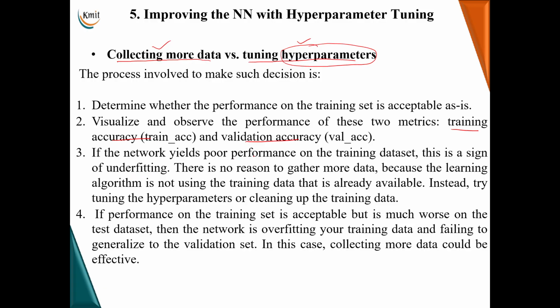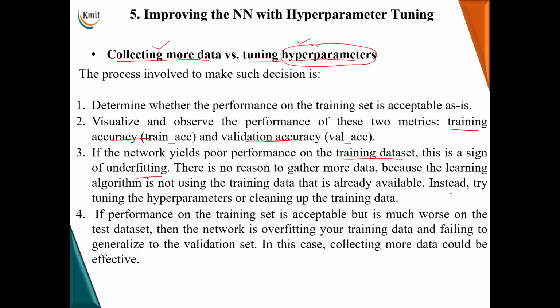If the network yields poor performance on the training data, that is, it is not performing well on the training data, then it is a sign of underfitting. There is no reason to gather more data here, because it is not learning anything from the data. Though I increase the data, it will not learn anything from the data, because the learning algorithm is not using the training data that is already available.